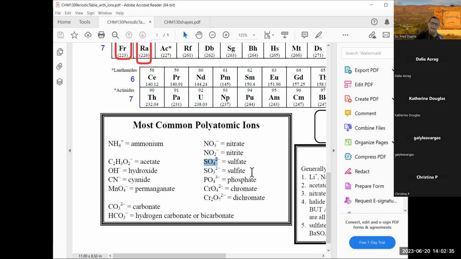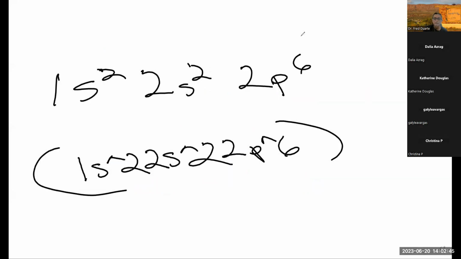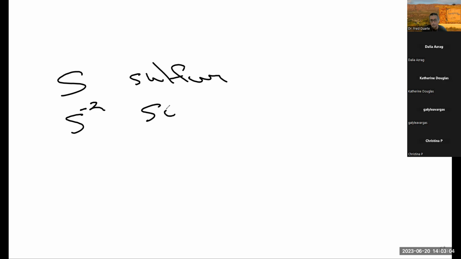Now, this could be a little bit confusing. Let's work on this for a second. Let's look at the sulfur, for example, and we'll go from there. Now, let me clear this up. And we have sulfur. Okay. Now, when sulfur becomes the anion, because it's in group 6, it will pick up 2 electrons. We change the name to sulfide.